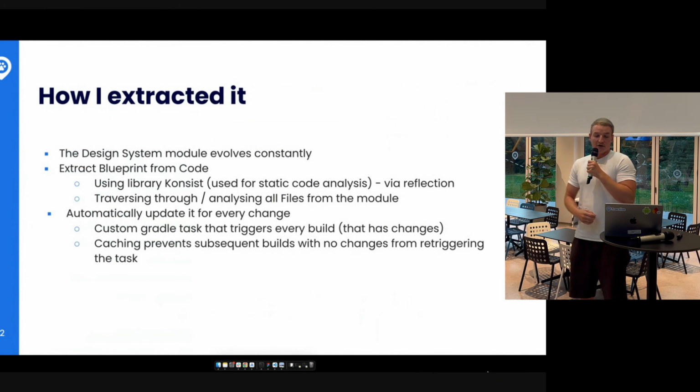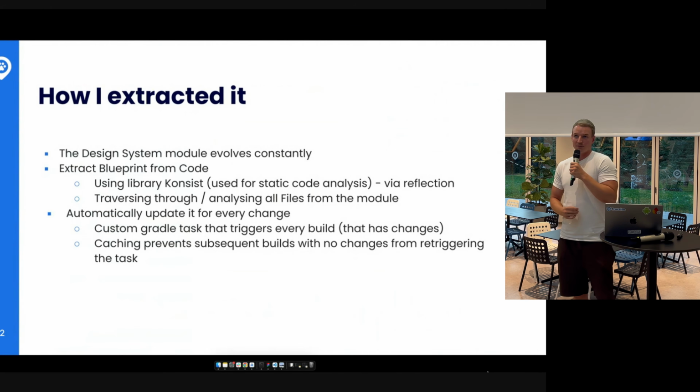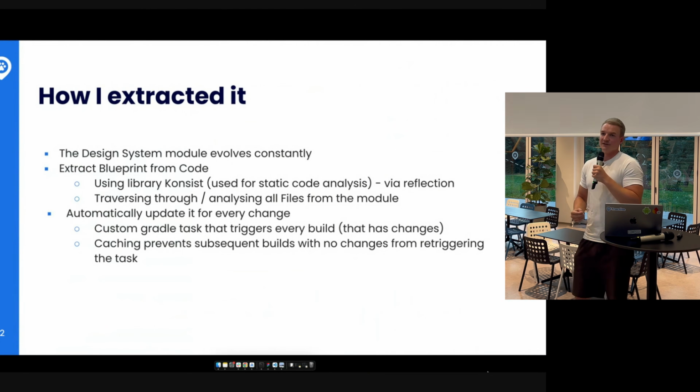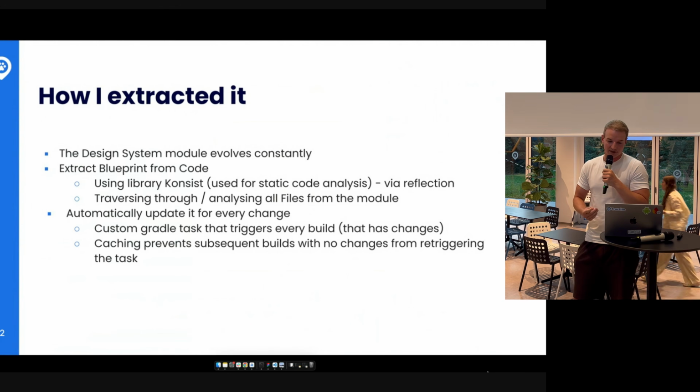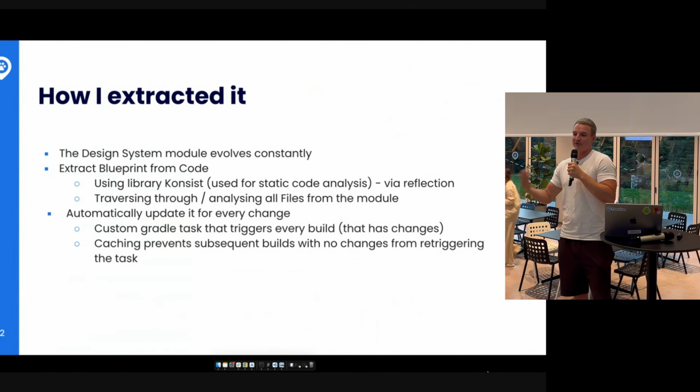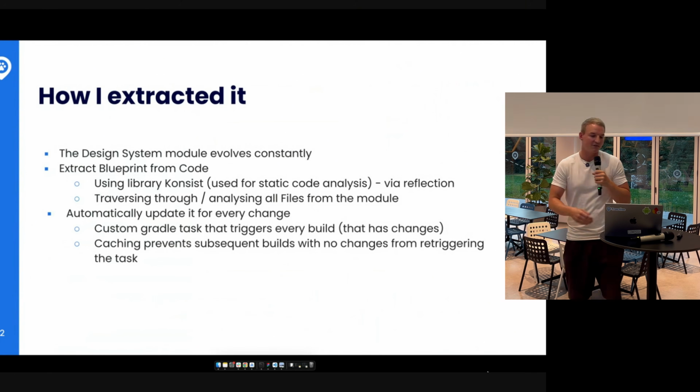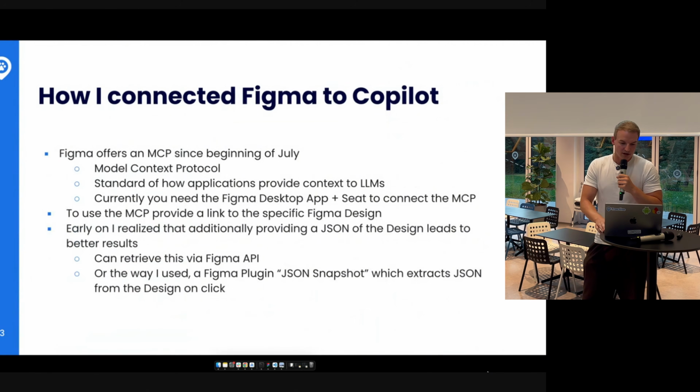And how I extracted it was pretty simple, actually. I used reflection with a library called Konsist. It uses static code analysis. And my idea was basically every time you change the design system, a task would run that would regenerate these extracted files. And caching would prevent retriggering of that generation task every build you do, basically. And yeah, that's how I set it up.